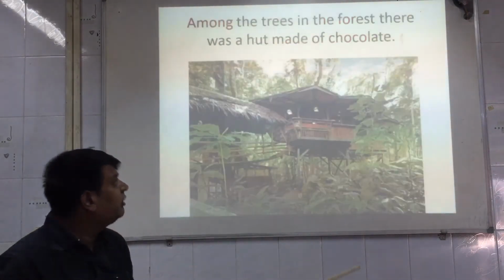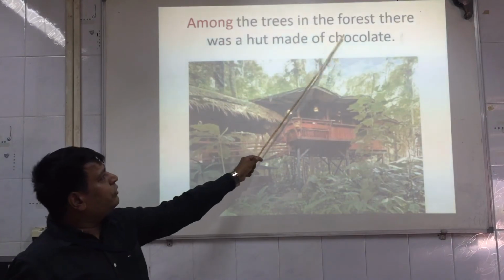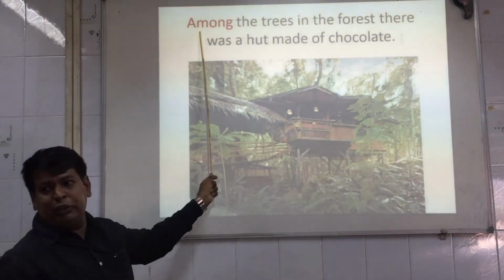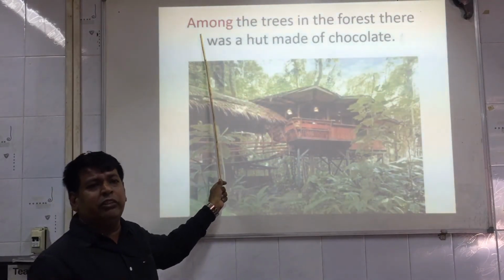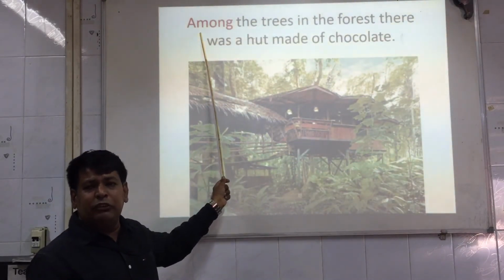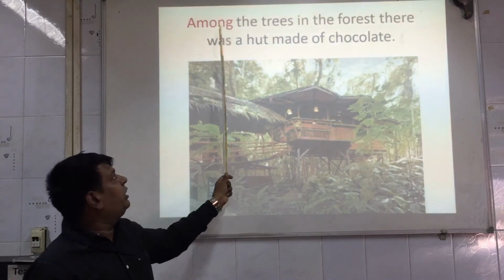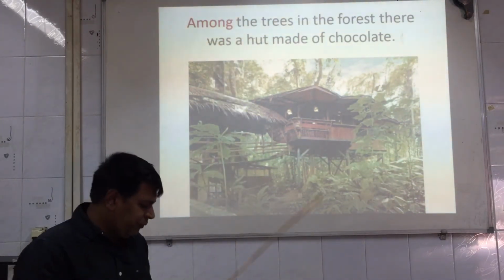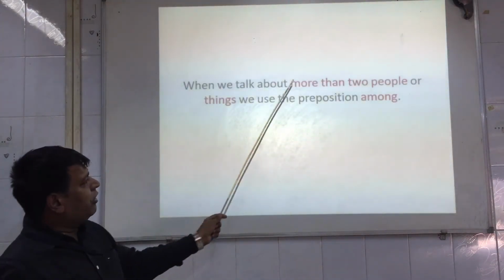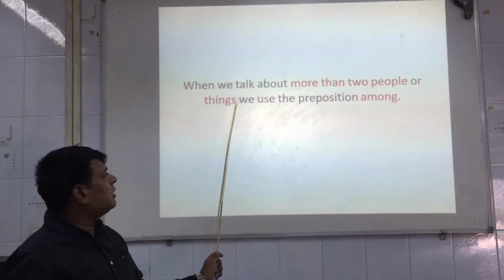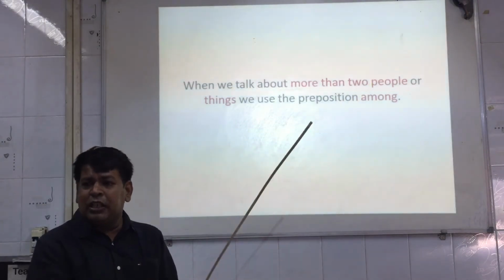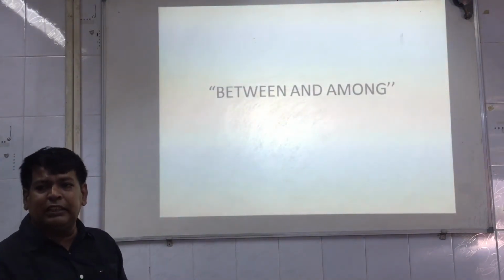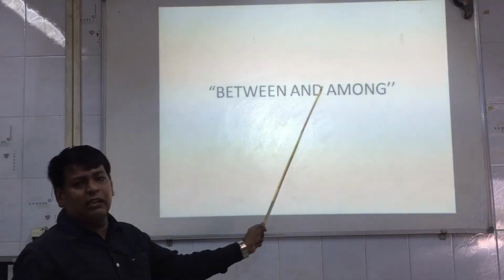See the next one. Among the trees in the forest, there was a hut made of chocolate. Again, the preposition among is used. Why? Because when we talk about more than two people or things, we use the preposition among here. Understood, students? So our today's topic is between and among.